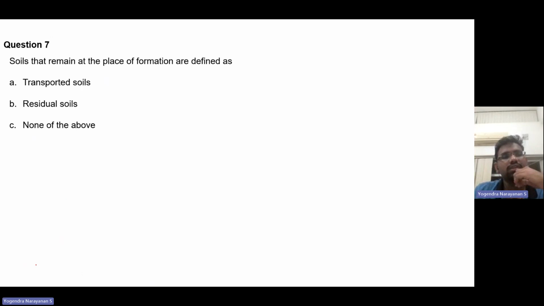Now let us move to question 7. Soils that remain at the place of formation are defined as what? Let me repeat the question. Soils that remain at the place of formation are defined as option A, transported soils, option B, residual soils, option C, none of the above.